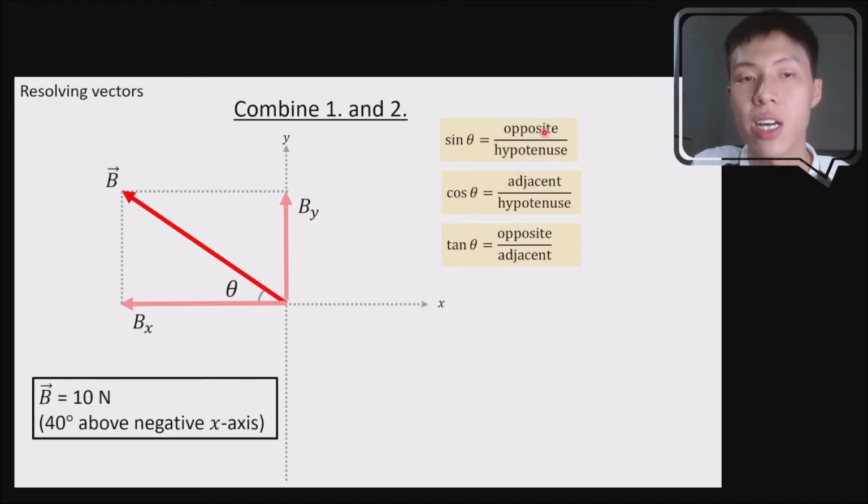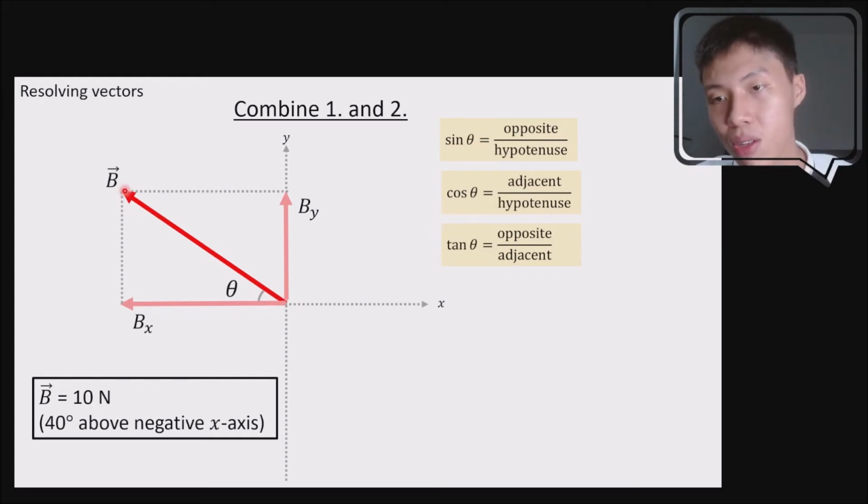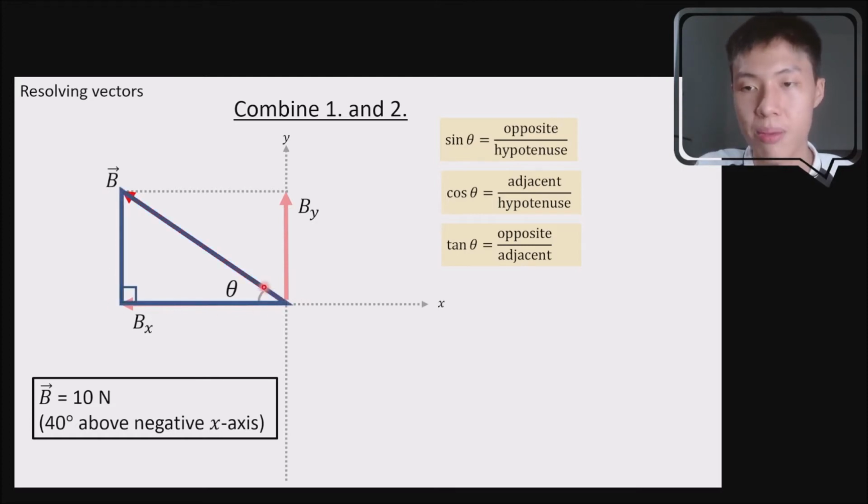Resolve depends on SOHCAHTOA, so we need to know where our right angle triangle is. The right angle triangle must include the vector. The vector here must be the hypotenuse. Hypotenuse is the longest side, right? So of course B must be longer than Bx and By, because Bx and By are components. Components must be smaller, right? So B must be the hypotenuse, and then you must include the angle. Then this is where your right angle triangle should be.